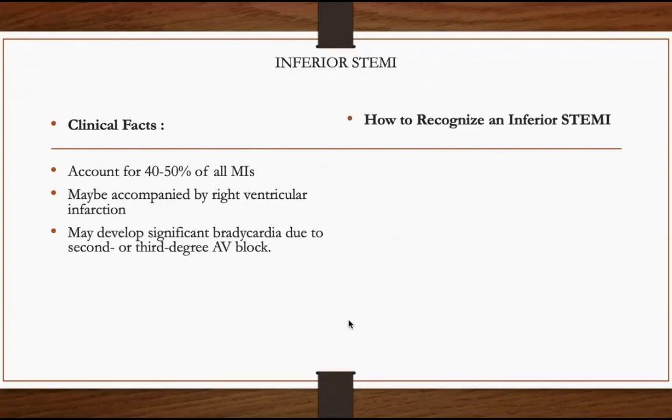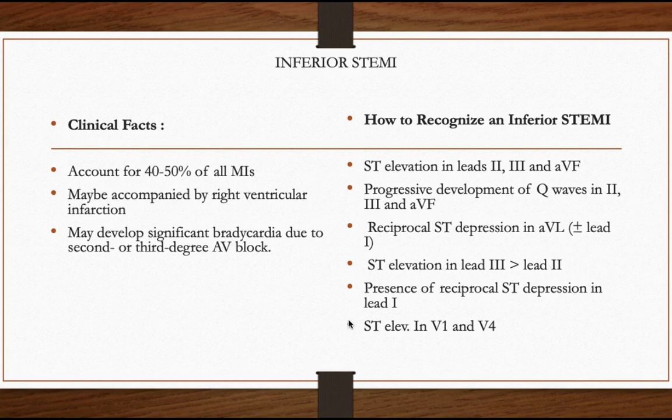So how do we recognize an inferior STEMI? It's simple. There is going to be an ST elevation in the inferior leads. And which inferior leads did we see? Standard lead 2, lead 3, as well as AVF. We may also find the development of pathological Q waves in standard lead 2, lead 3, as well as AVF. Now, the moment you see this, you must quickly look at your AVL. When you look at AVL, there will be a reciprocal depression in AVL, and sometimes also in standard lead 1.